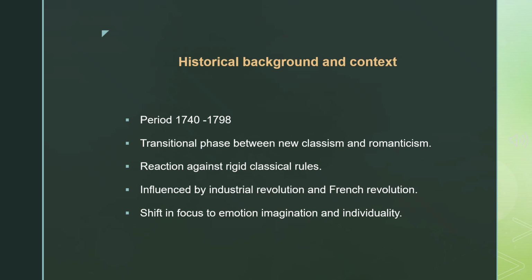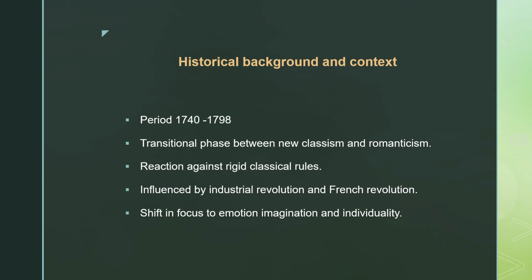eras. The neoclassical writers started to focus on more rigidity, and they also emphasized more on reason. That's why romantic writers started to write against neoclassicism. The romantic writers started to focus on emotion, imagination, and simplicity. It was a time of significant social, political, and cultural change.